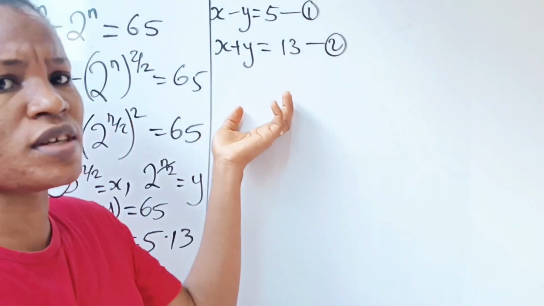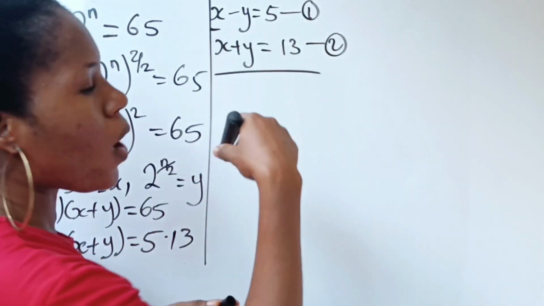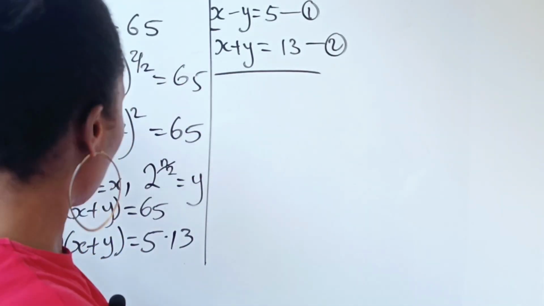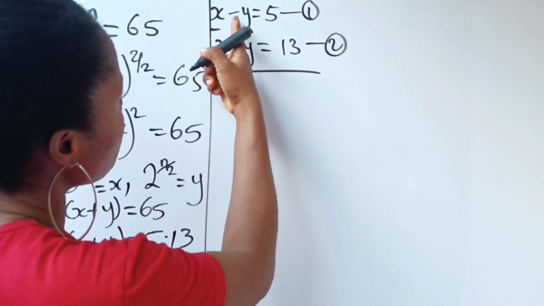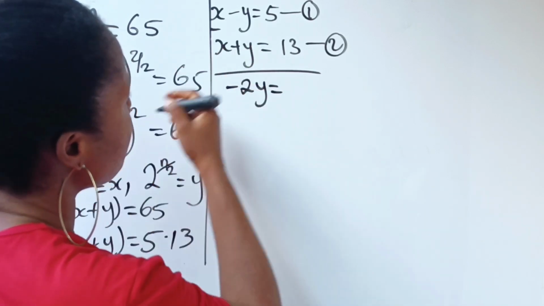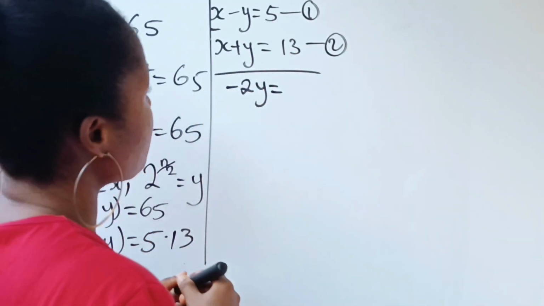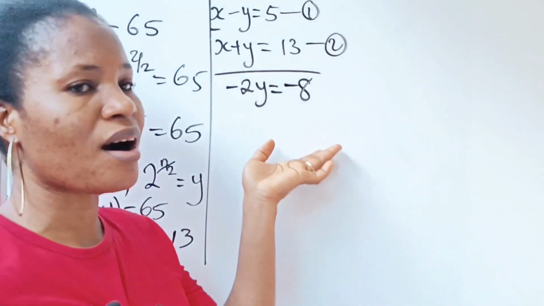Now we are going to solve this simultaneously, and to do that, let's subtract or add. Any one we do, we still get something. So x minus x is 0. Now minus y minus plus y will give us minus y minus y, which is minus 2y, is equal to 5 minus 13, which is minus 8, right? Yeah, minus 8.